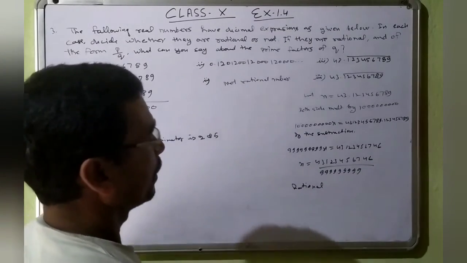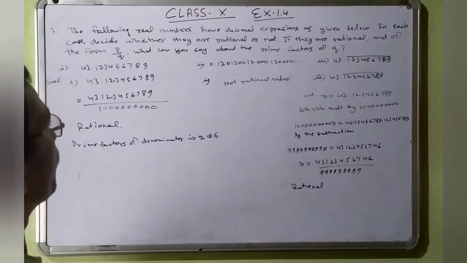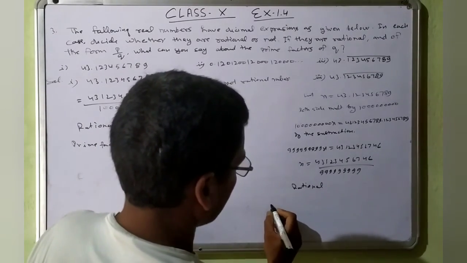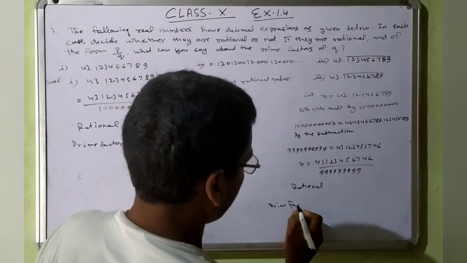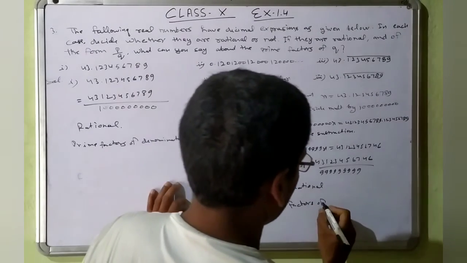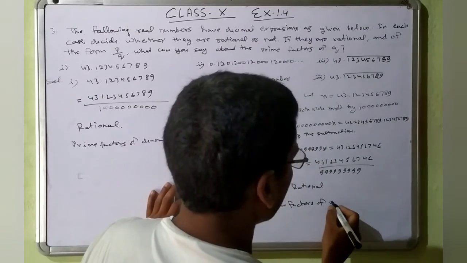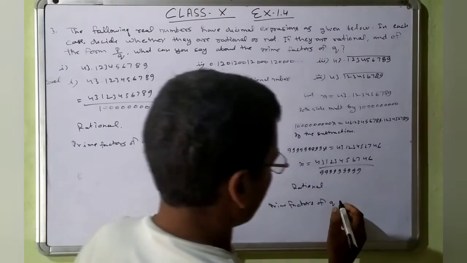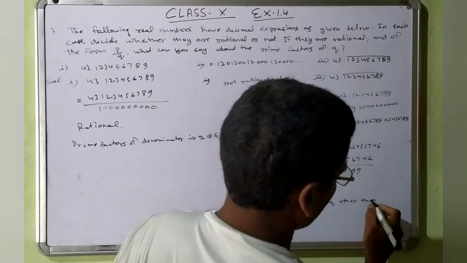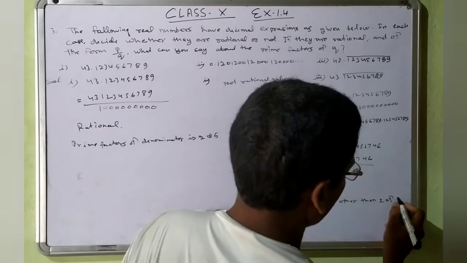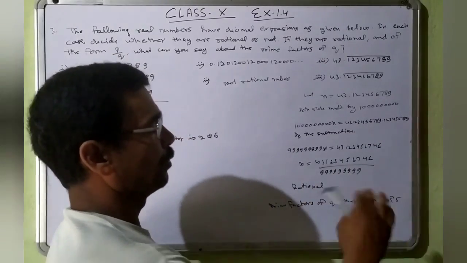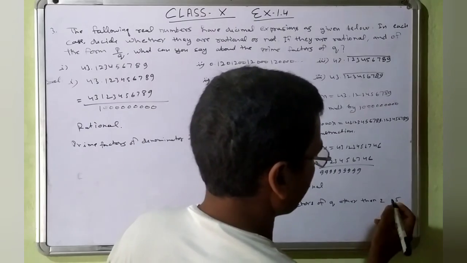Rational. And what can we say about the denominator, that is q? So the prime factors of q, or you can write here the denominator, are other than 2 or 5. Write it. It means in the factors of the denominator there will not be 2 or 5, right?